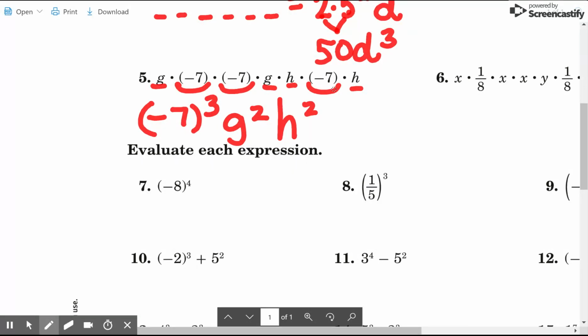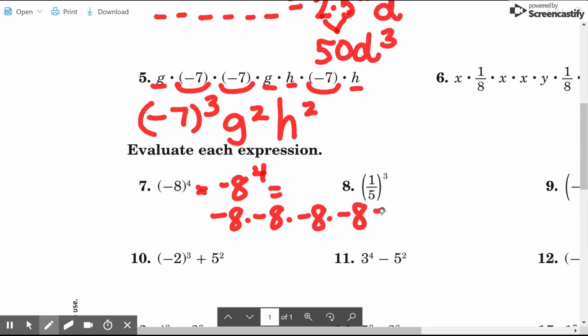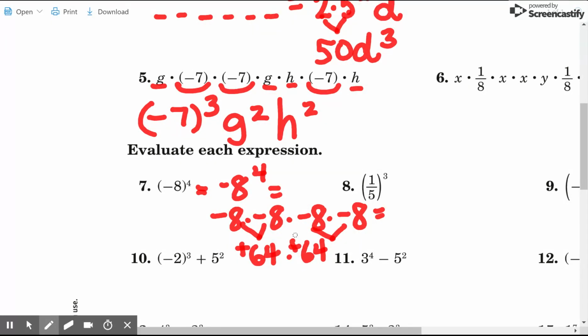Evaluate each expression. Number 7, if I have negative 8 to the fourth power, that's the same thing as 4 negative 8s multiplied together. Negative 8 times negative 8 times negative 8 times negative 8. Negative times a negative is a positive 64. This is also a positive 64, and you're multiplying those together. And that gives you 4,096.